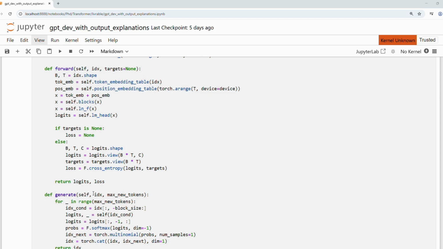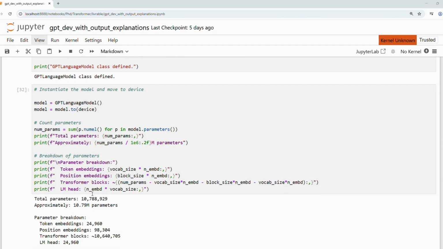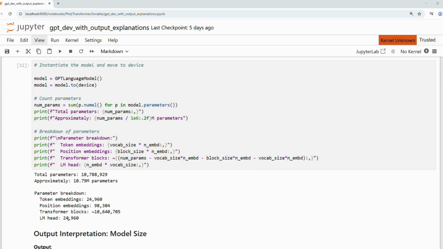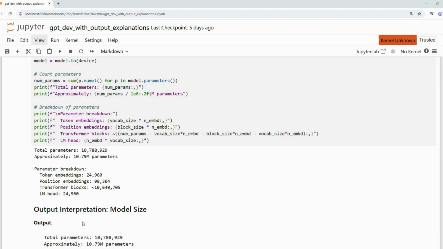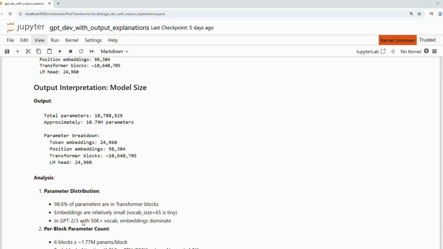When we instantiate this model and count parameters, we get approximately 10.8 million. Nearly 99% of those parameters reside in the transformer blocks. The embeddings are small because our character-level vocabulary is only 65 tokens. In GPT-2, with a vocabulary of 50,000 or more, the embedding layers would dominate.